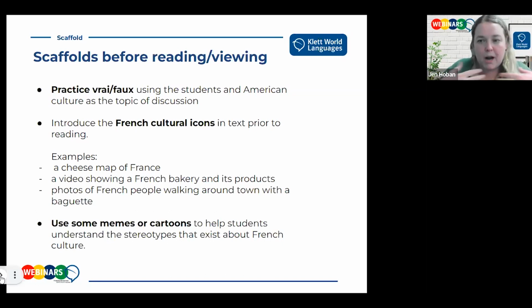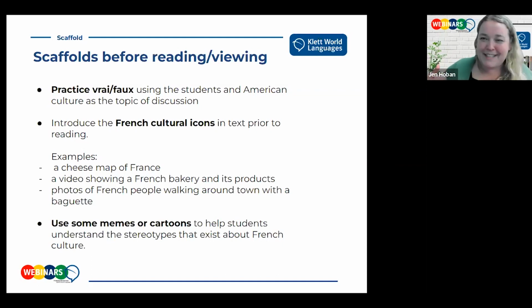And so knowing your population before you even read that, finding some ways to introduce them to these icons, whether that's for cheese, showing them all the cheese, a map of France with all those cheeses on them so they can start to understand the culture of cheese in France. Showing a bakery with the baguettes, helping them understand what that is and how part of French life it is.